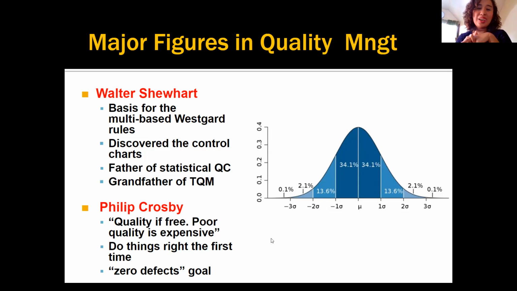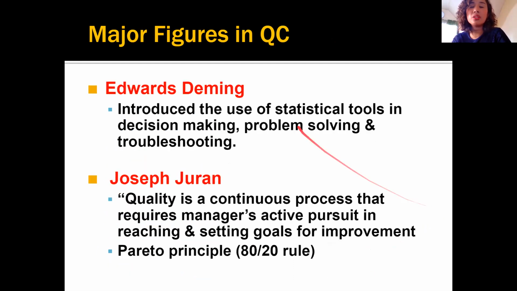Right? Okay. And zero defects goal. As much as possible. Yes, in our pursuit of perfection, as the UB says. As much as possible, our goal is no error. Okay? But that's impossible. But that is still our goal. Edward Deming introduced the use of statistical tools in decision-making, problem-solving, and troubleshooting. Amazing, right, guys? Applying statistical tools. We have no love for statistics, but it's actually important in maintaining quality.